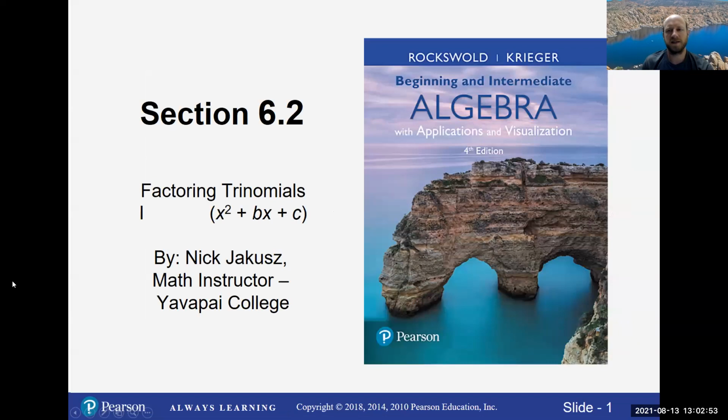All right, so section 6.2 is on factoring trinomials with a leading coefficient actually of 1. So there's no leading coefficient here in front of the x squared. That will change next section to an ax squared plus bx plus c.